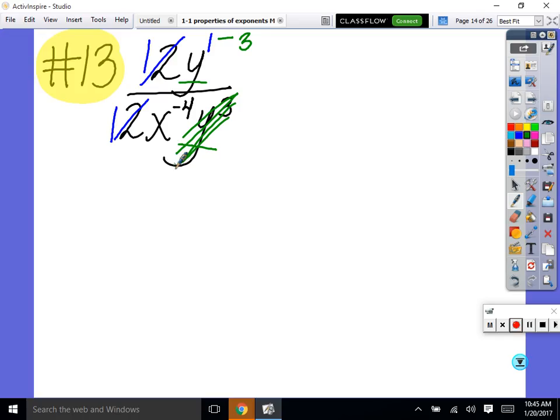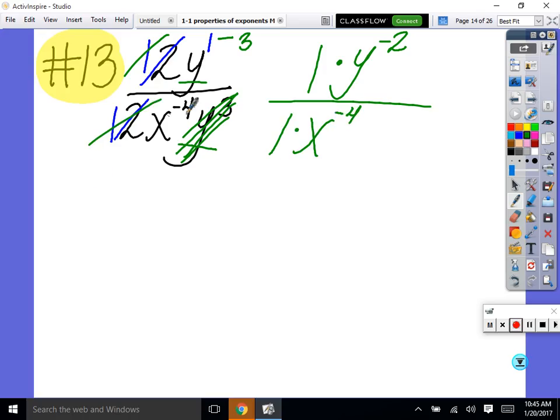Okay, let's show our work here. We have a 1 on top times y to the 1 minus 3, which is negative 2. Write it in, draw your line. What do we have on the bottom? A 1 times an x to the negative 4, right? And that's it. So you say, that's my final answer.